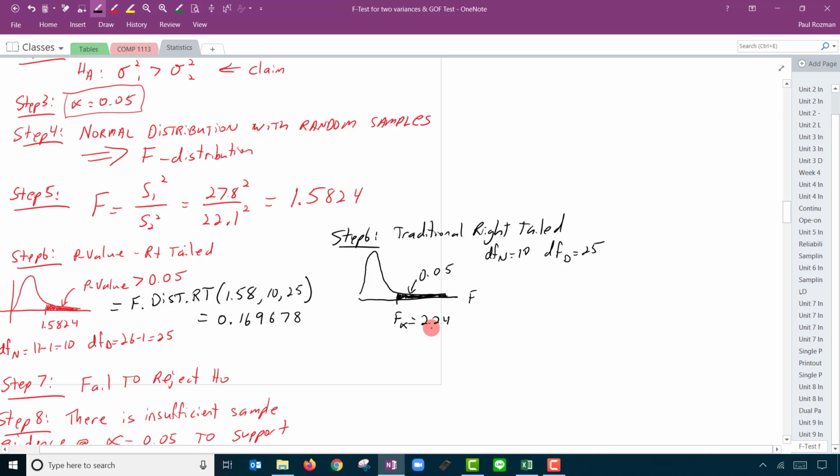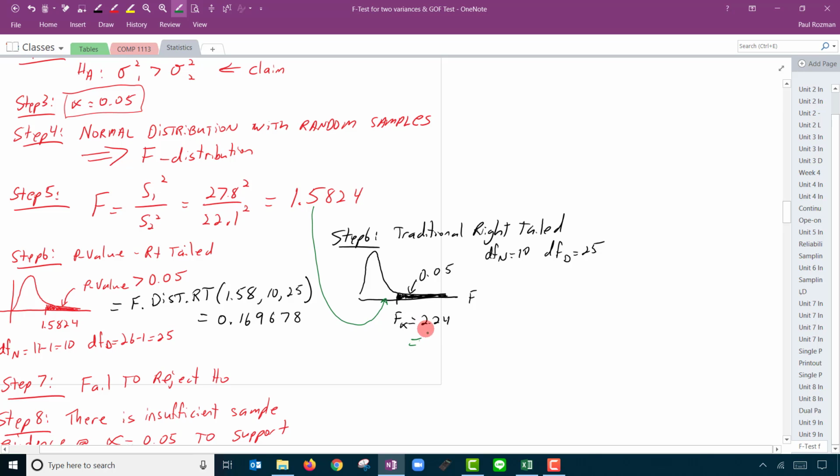So anything to the right of 2.24 is in the rejection region, but our test statistic was 1.58. So it was, say, there. So we are going to fail to reject because it's not in the rejection region. So using the table, using the traditional method isn't bad. You get a more concrete answer than this, which is a little wishy-washy over here, unless you have Excel to get the function.